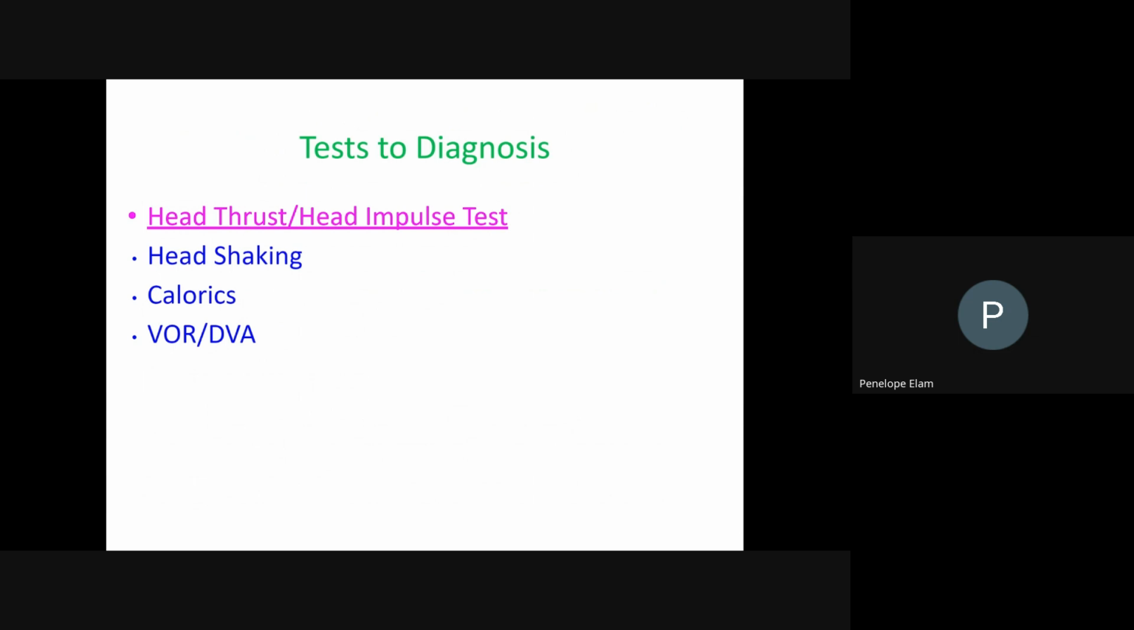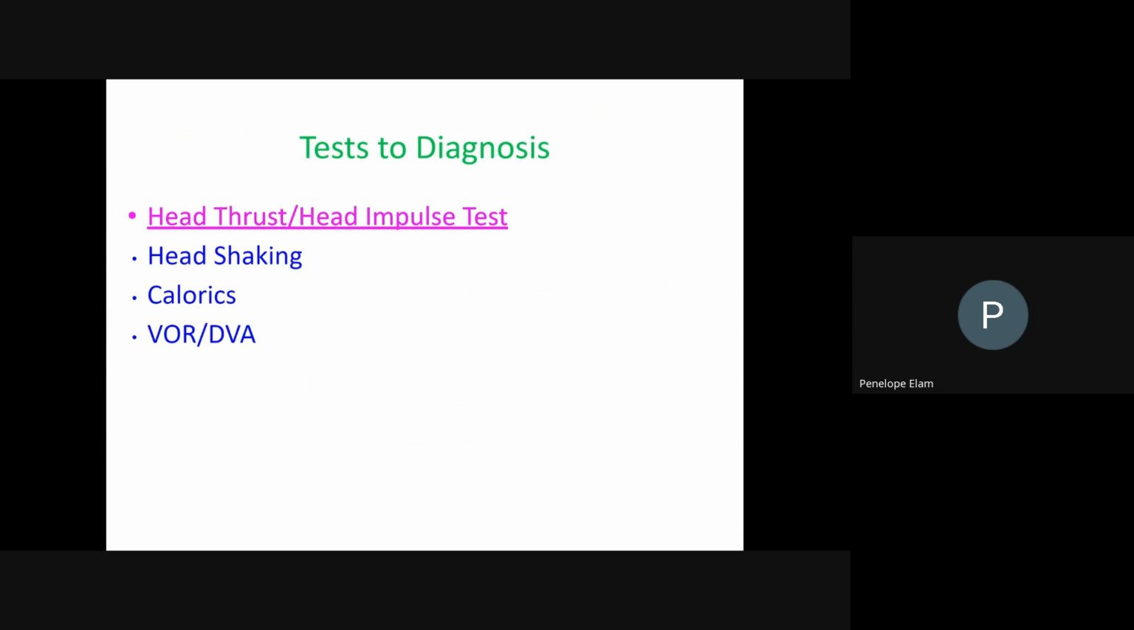So our key indicator that's going to help guide us as far as an oculomotor test is going to be that head thrust or head impulse test. Okay, there's another one out there called head shaking. It's not used quite as much, but that is another test you can use to assess for peripheral dysfunctions.